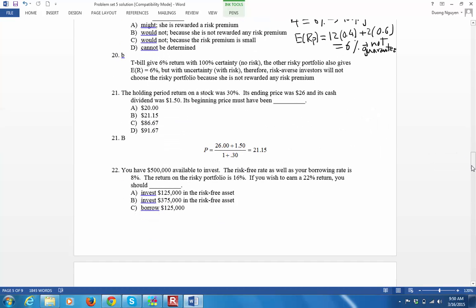Number 21, similar to what we did before. You have the ending price 26. The beginning price we are looking for, P0, and you know the dividend is 1.5. So the return is equal to 0.3, and this is equal to 26 minus P0 plus the dividend 1.5, divided by P0. So you solve this equation, you get 21.25.